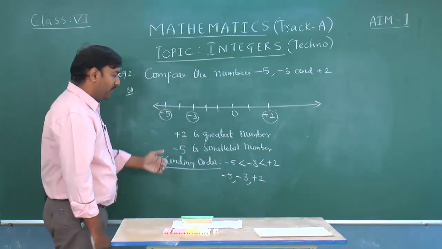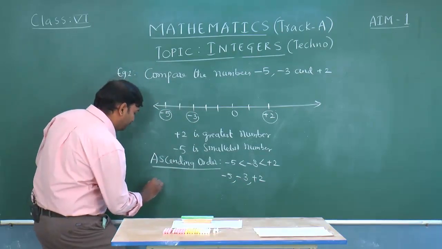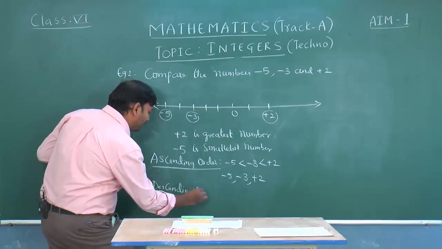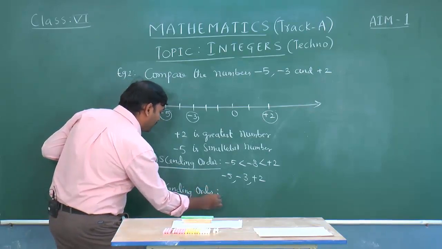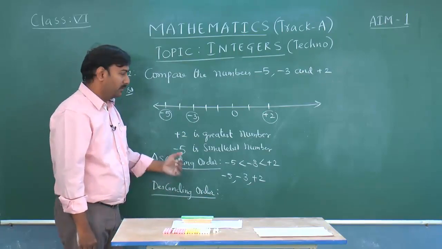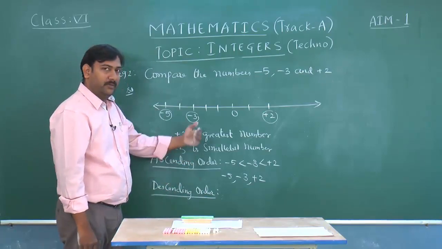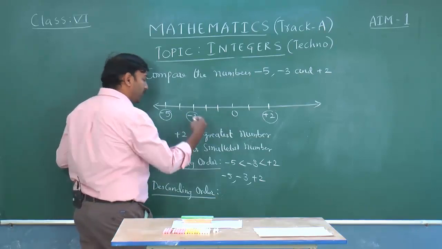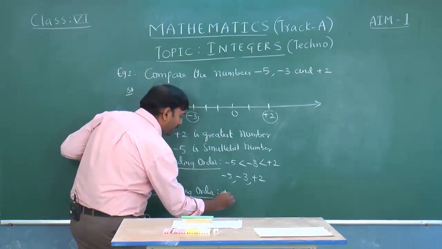Exactly in the same way, if I ask you the descending order of these numbers, descending order means the arrangement of the numbers from greatest to smallest. So if I arrange the numbers from greatest to smallest, the numbers are going to be +2.